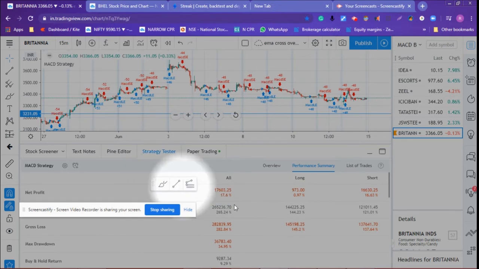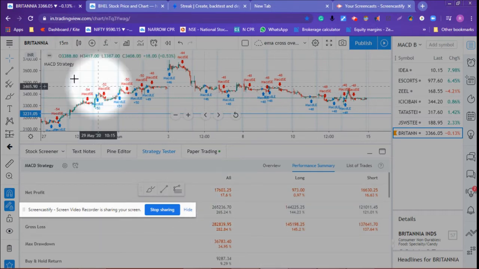So guys, you should never enter in Britannia stock using this strategy. That's why, guys, you should backtest the strategy before using it. You should always backtest, and this is a very simple way to backtest in TradingView, and this is the way.